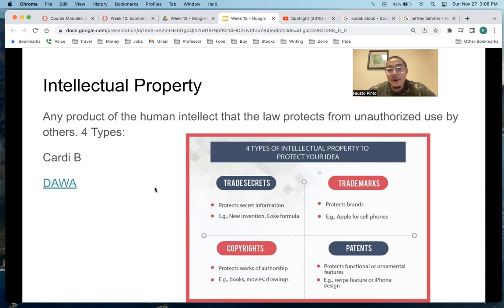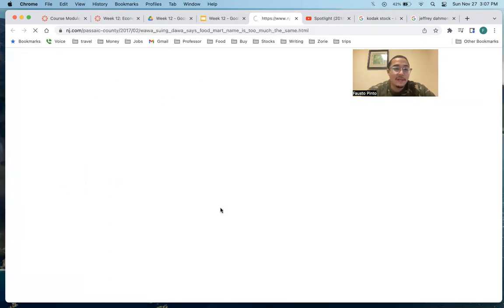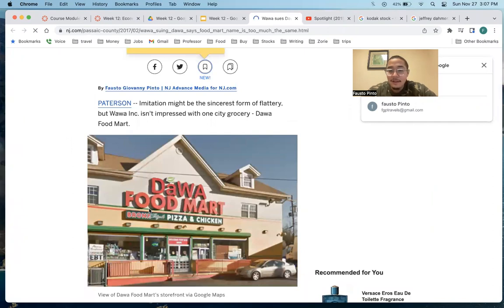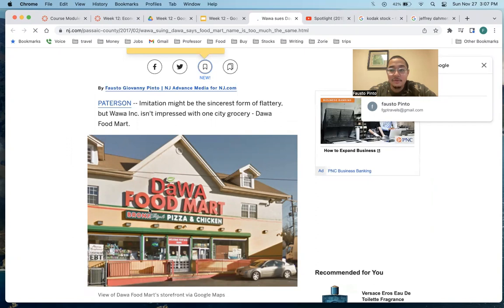So recent examples, Cardi B tried to patent or copyright her catchphrase, I'm not going to say it. You could Google it, you know what she says. And they said it was too general for her to do it. In New Jersey, we had this story where Wawa sued this fake store called Dawa. They said the name was infringing on their copyright and their trademark because they have a trademark for the name Wawa. On second glance, you might think, oh, that's Wawa. You go in, hey, this is not Wawa. Wawa doesn't sell Bronx pizza and chicken and stuff like that.